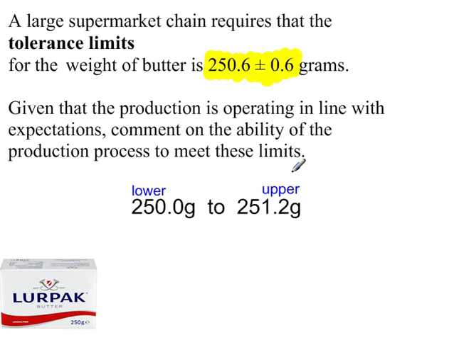So they are requesting that nearly all packs of butter have weights between these values. There will be a few that will fall outside, but just a very small number should fall outside. But by far the majority should be within these limits. So we can calculate the percentage of packs of butter which will fall within the limits and how many will fall outside the limits. That's what we're going to do next.